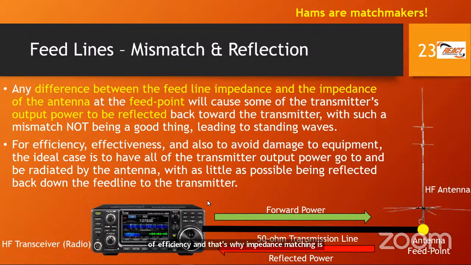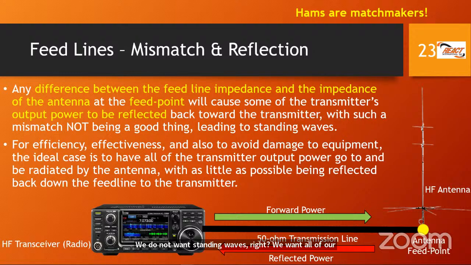We are trying to match this transmitter output impedance with the characteristic impedance of the coax cable, or the transmission line, or the feed line, with the antenna feed point. So that's what we are trying to do. If it's mismatched or it is not matched, then we have reflected power coming back down, and it creates what is called standing waves. We do not want standing waves, right? We want all of our power to go to our antenna, right?